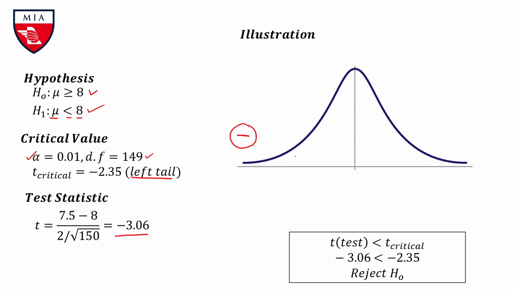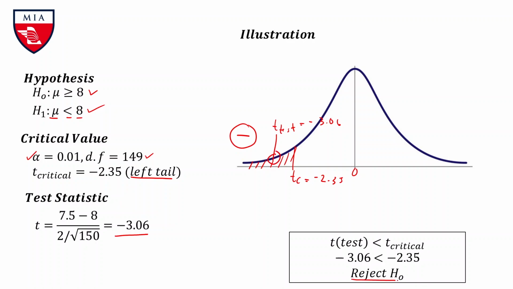So, for example, this is our critical region. Our t critical is placed here, equal to negative 2.35. This is 0 in the middle. We have a negative value, so we will use the left tail. And let's assume the t-test is here. The value of our t-test is equal to negative 3.06. The value of our t-test, or the computed test statistic, is in the critical region.